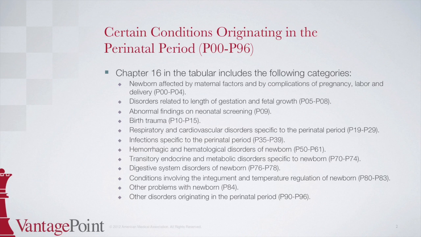As you can see on this slide, the codes for this chapter start with the letter P, which makes it easy to remember, P for perinatal. If you remember from ICD-9, these codes all started with the number 7. In ICD-9, this chapter followed the Congenital Anomalies chapter. In ICD-10, it was moved to follow the Pregnancy, Childbirth, and the Puerperium chapter.